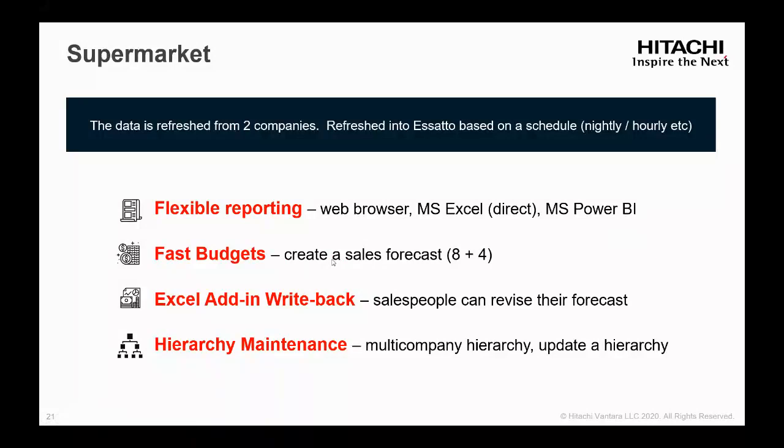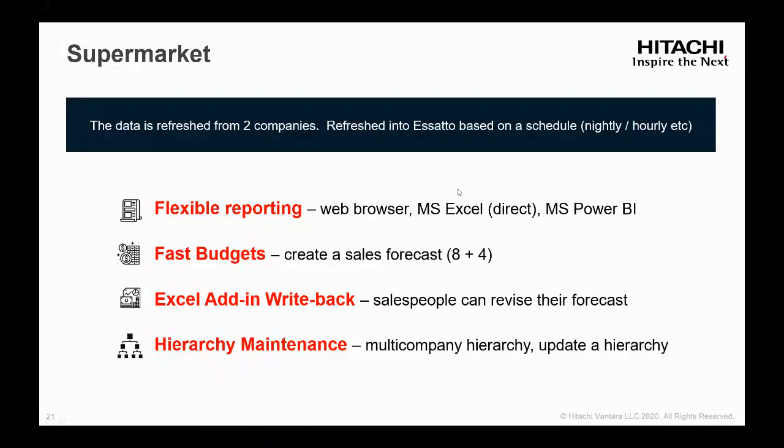I'll show you the write-back capability of Essatto, where we've got a demo sales rep who's going to revise their forecast. And I'll also take you through some of the key aspects around updating a hierarchy. The example we're going to cover today, just so you've got a bit of background, is based on a supermarket type business. There's 2 companies in the example, and the data is getting refreshed on a schedule.